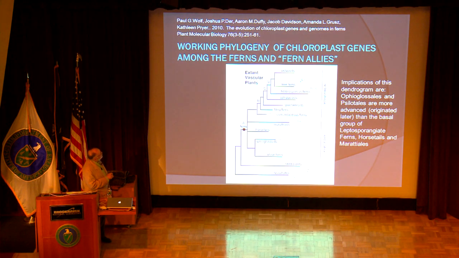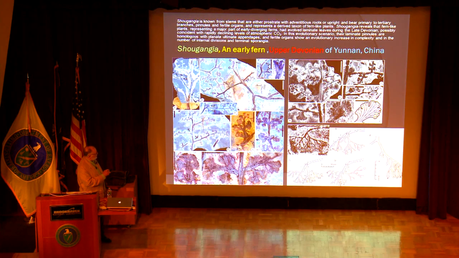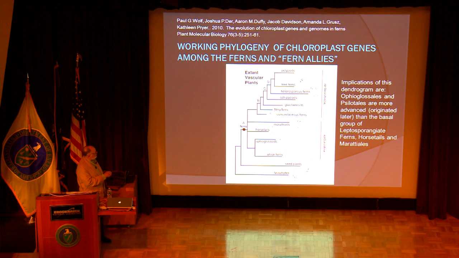This is from the working phylogeny of chloroplast genes among the ferns and fern allies. Here are the authors over here. And what year is this? 2010. And so they have the horsetails over here being more primitive than the ophioglossoids, Ophioglossum and Botrychium, and the whisk ferns as advanced? I don't think so. Lycophytes, seed plants, and so forth.